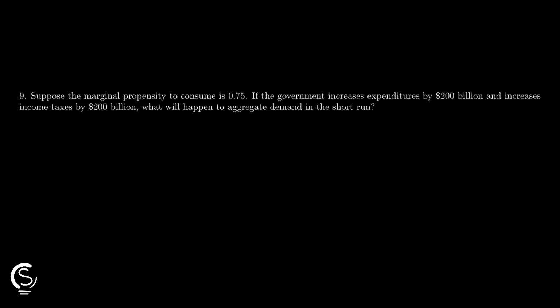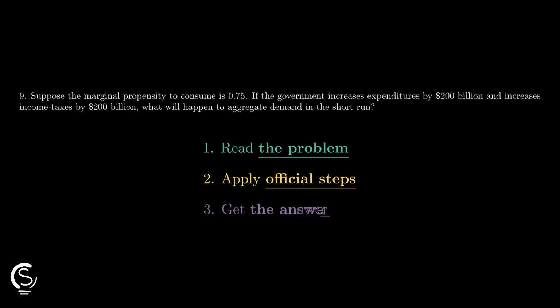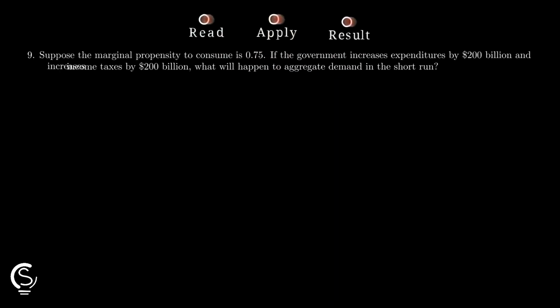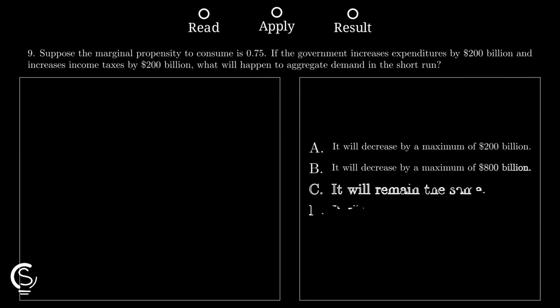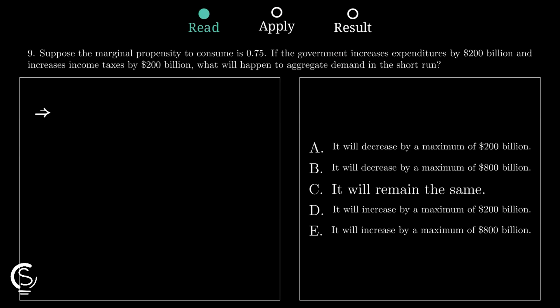Let's level up. Economics problems are fast to solve using the balanced budget multiplier rule. Let's find the shift in aggregate demand together. First, we calculate the spending multiplier by taking 1 divided by 1 minus the marginal propensity to consume. With an MPC of 0.75, our spending multiplier is exactly 4.